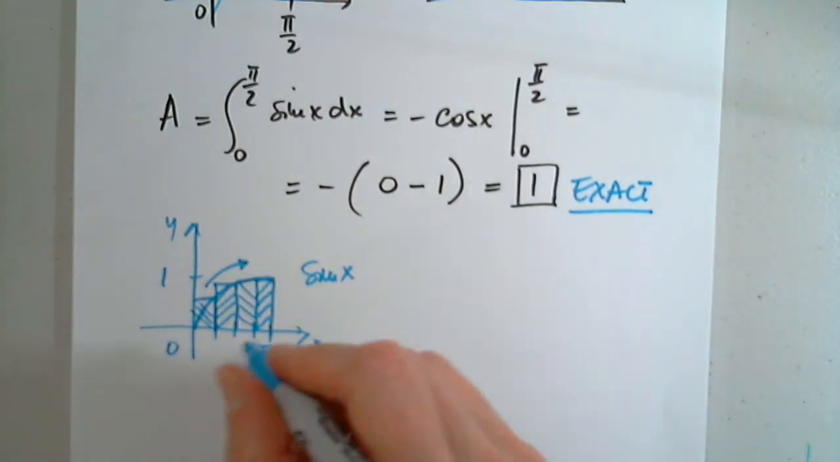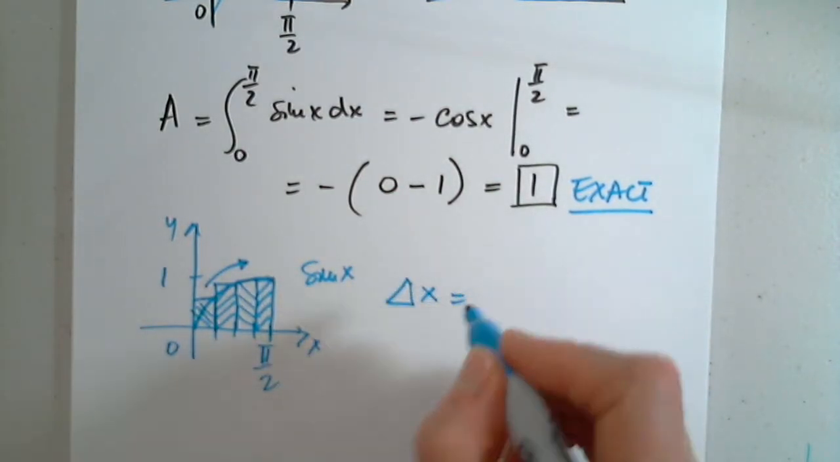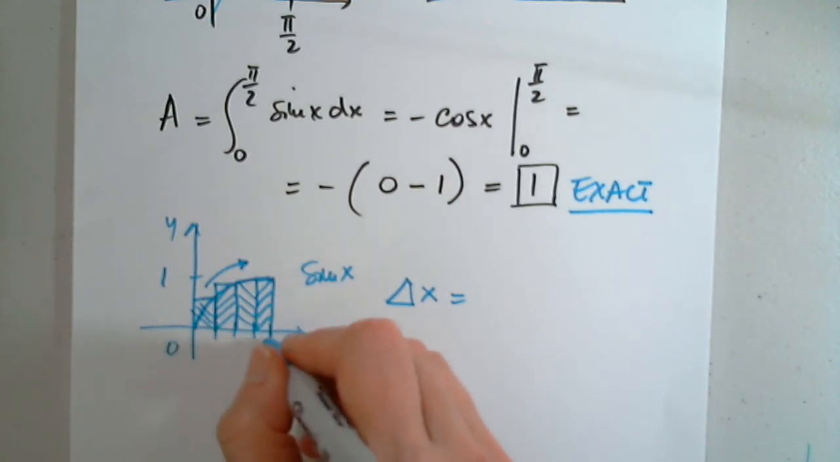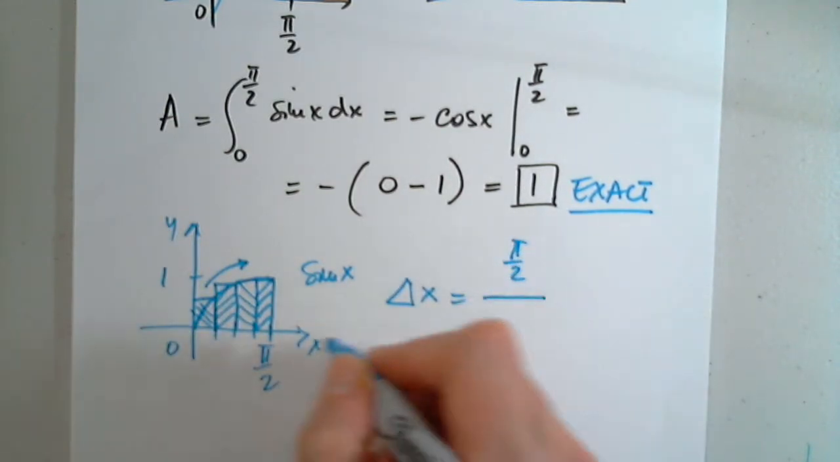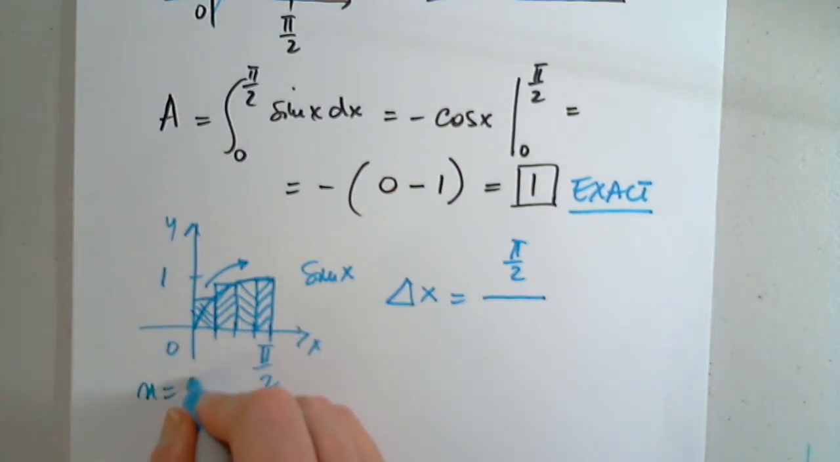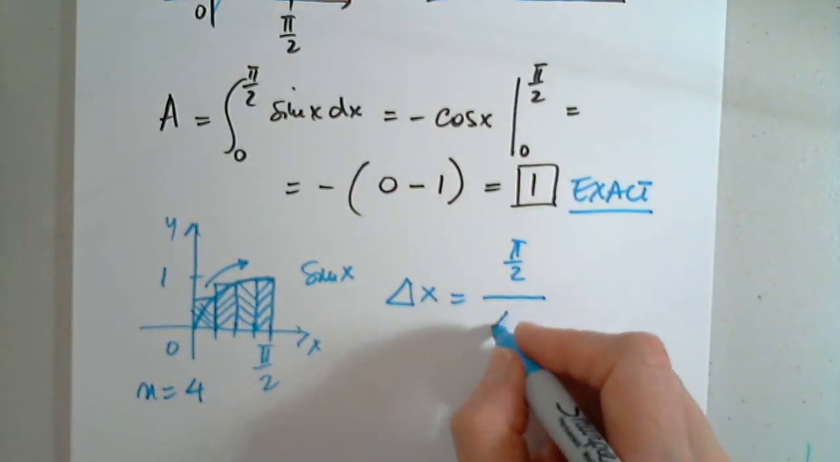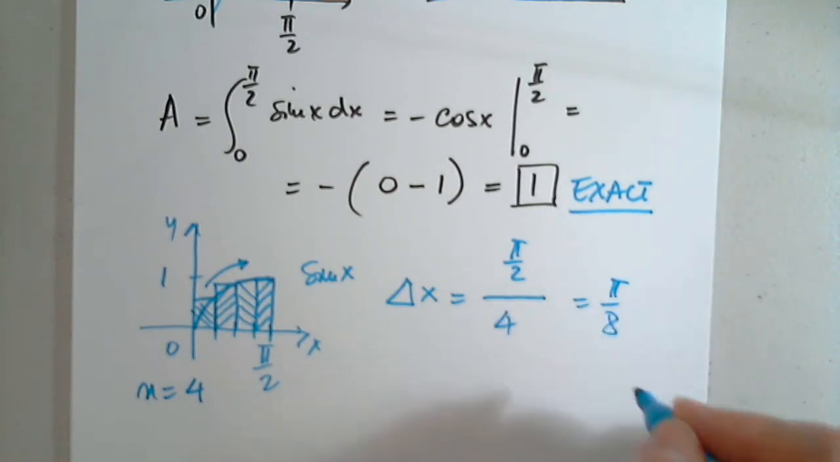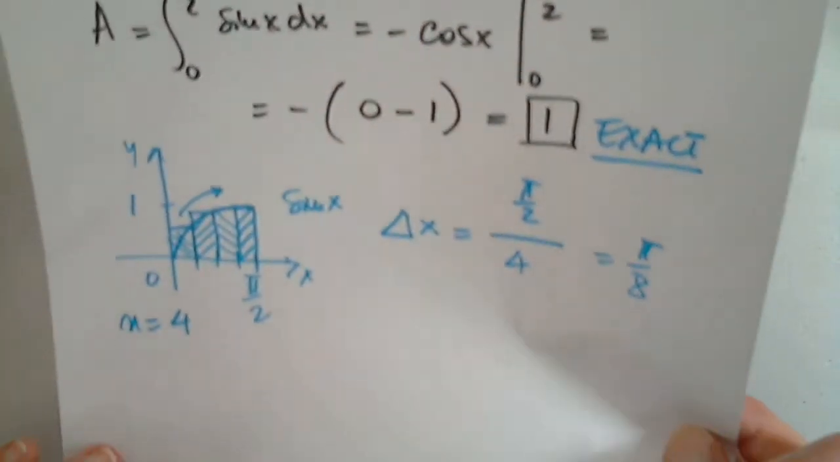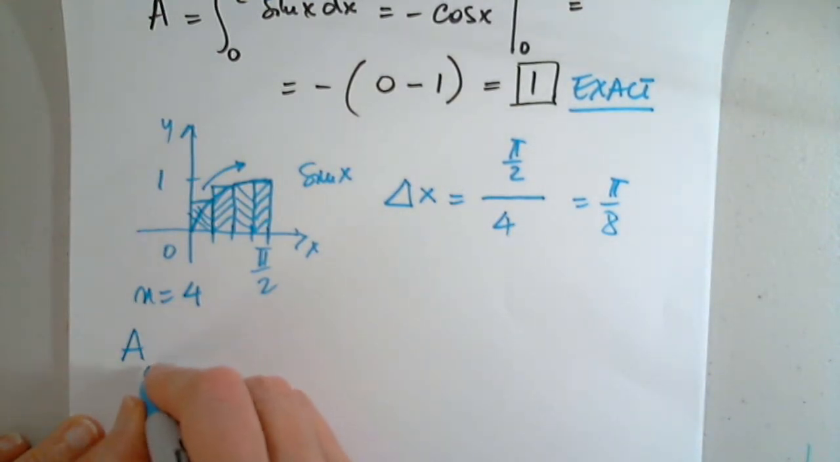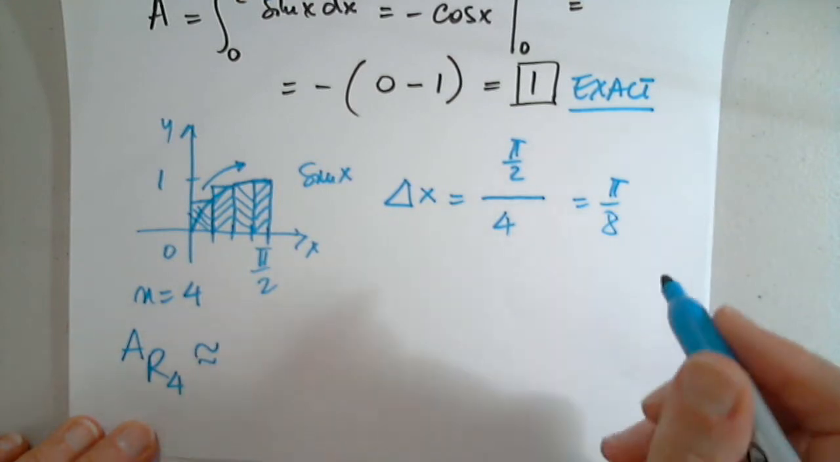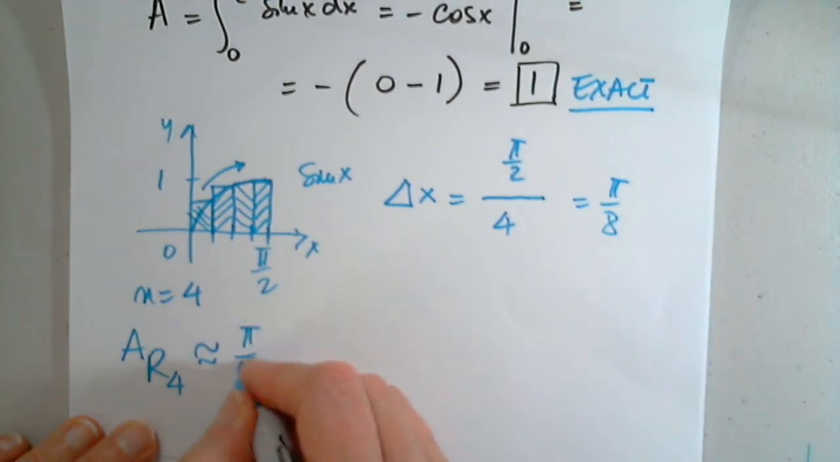Okay, so now we have to find delta x. Delta x is the width of the interval, pi over 2 minus 0, so that's pi over 2, divided by 4, because they're asking us to use 4 subintervals. Okay, so this is indeed pi over 8. Good. So the approximate area with right 4 is approximately this, pi over 8.